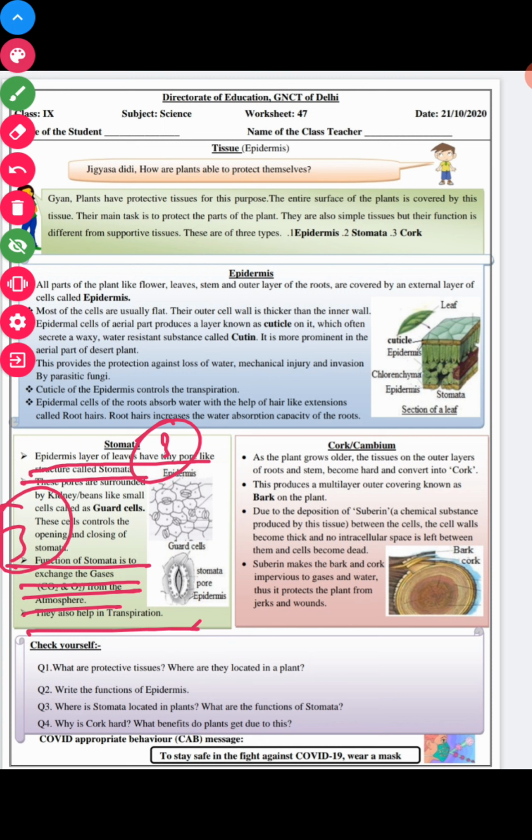Fourth: why is cork hard and what benefits do plants get due to this? Why is cork hard? Because of the deposition of suberin. So you have to write all this answer. This is the answer to your fourth question. What benefit do plants get due to this? So this is all about your today's worksheet. I hope you understood it.